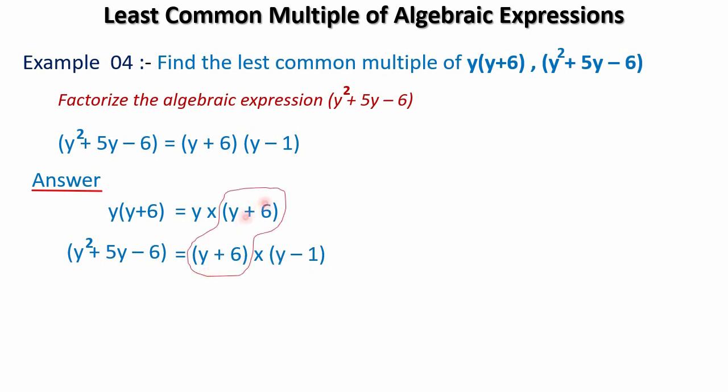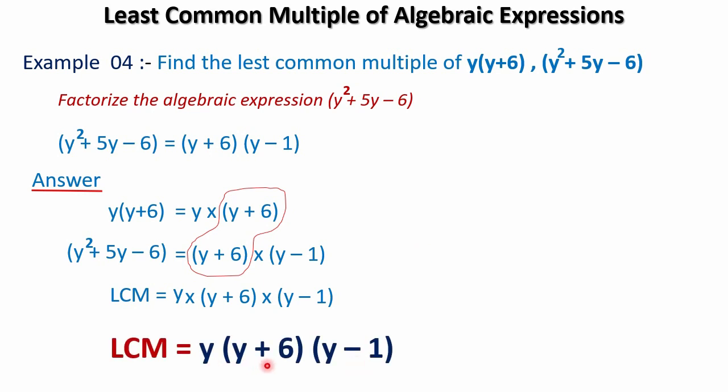So y plus 6 is in both here, and y minus 1. We don't have any power, so we can simply write the LCM: y and y plus 6 only once, and y minus 1. So the final answer, y into y plus 6 into y minus 1. This is the final answer for these algebraic expressions.